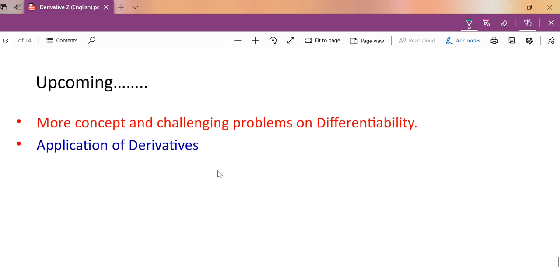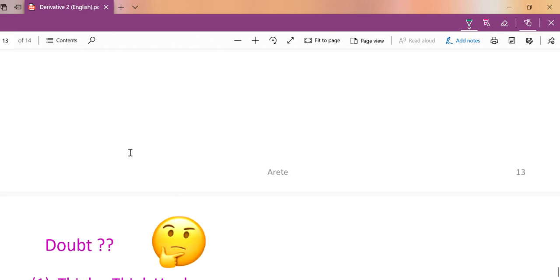On top of these concepts we build some more interesting concepts. Those are fun to learn. And then we can have more challenging problems when we build those concepts. And of course there are beautiful applications of derivatives.